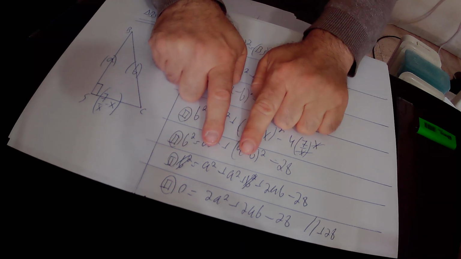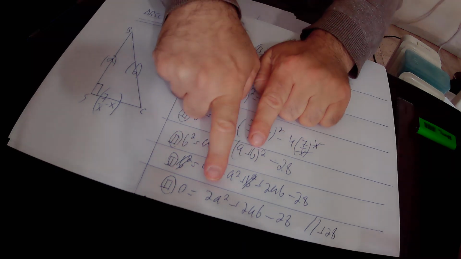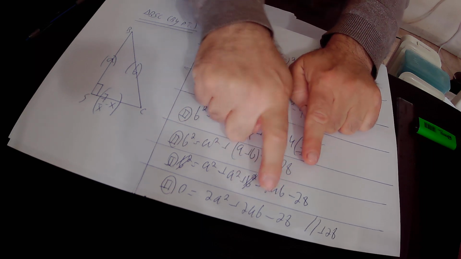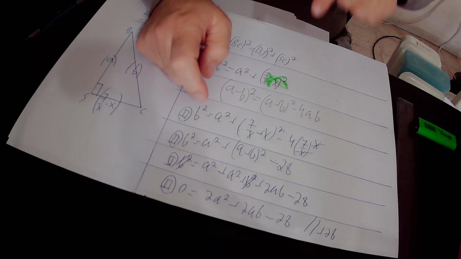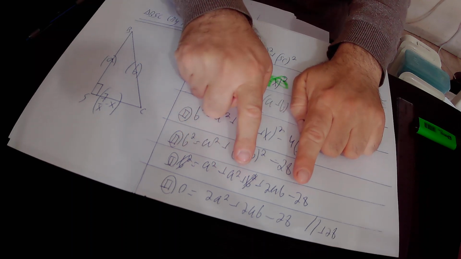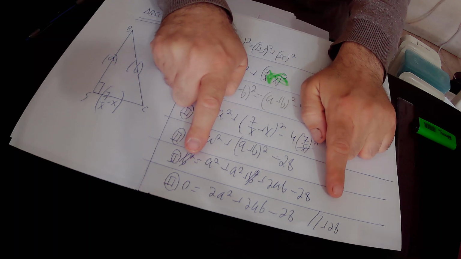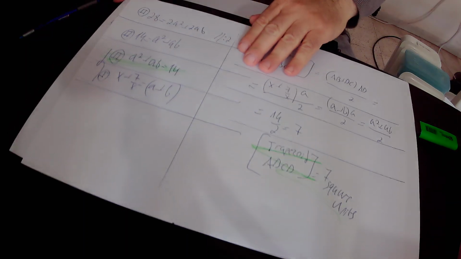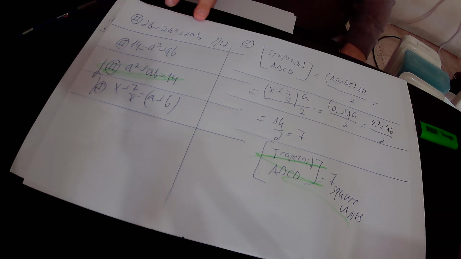And on the other side of the equation we have a squared plus a squared, that is 2a squared, plus 2ab minus 28. So according to equation 2, we actually found out that 0 equals 2a squared plus 2ab minus 28. Here we added 28 to this equation 2, and finally found out that according to equation 2, 28 equals 2a squared plus 2 times ab.